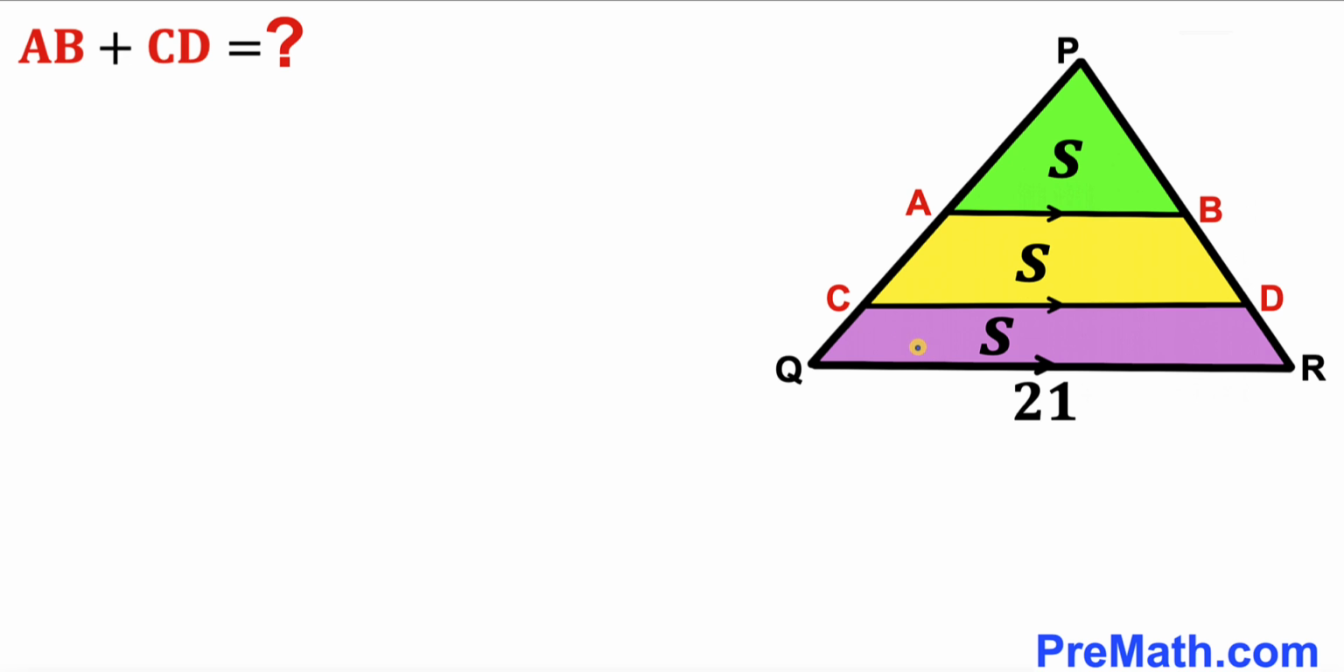We know all these three lines are parallel to each other. Moreover, this line PQ and this line PR are transversals. So therefore, these angles are going to be corresponding angles, and they are congruent. In other words, if this angle is alpha, likewise this angle is going to be alpha and alpha as well.